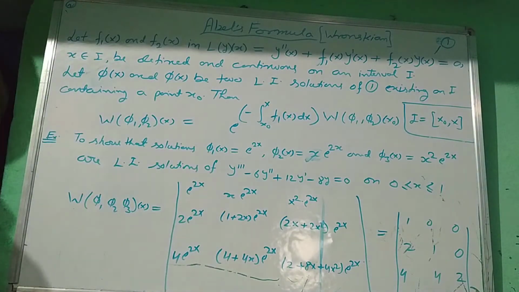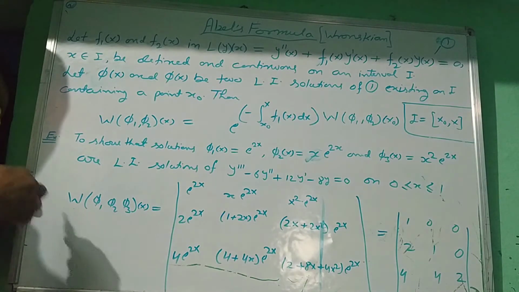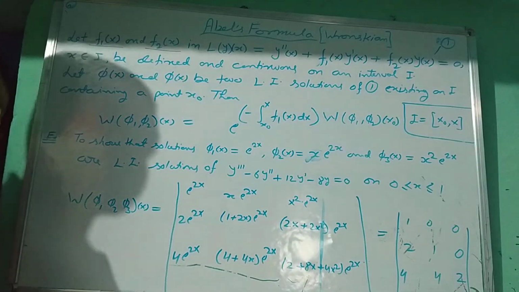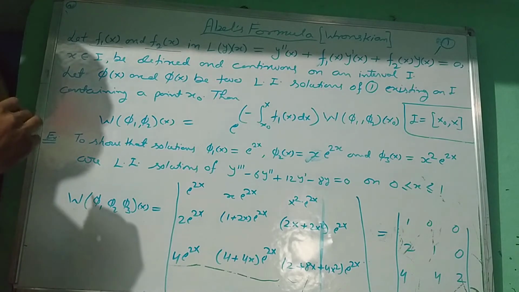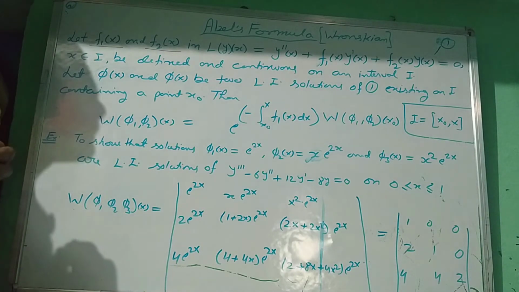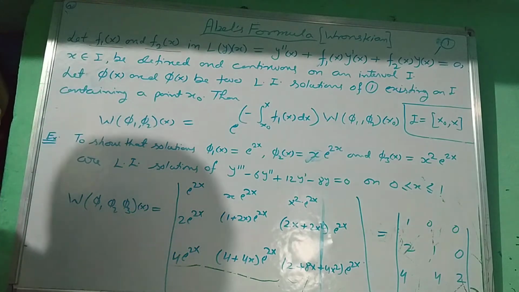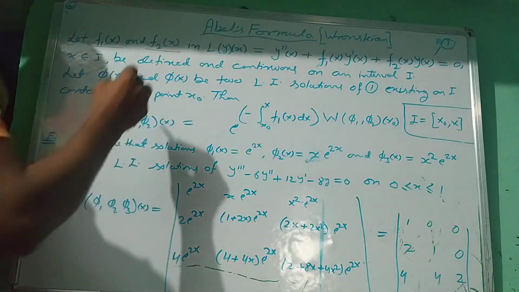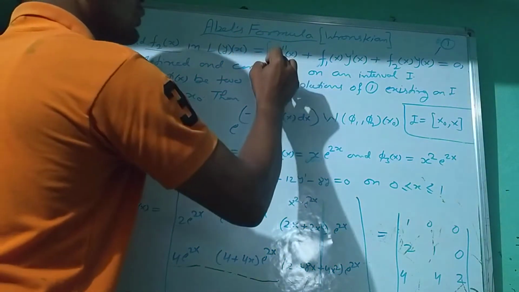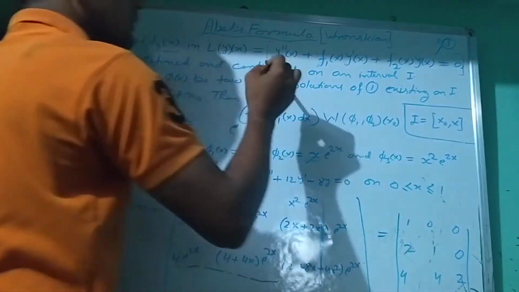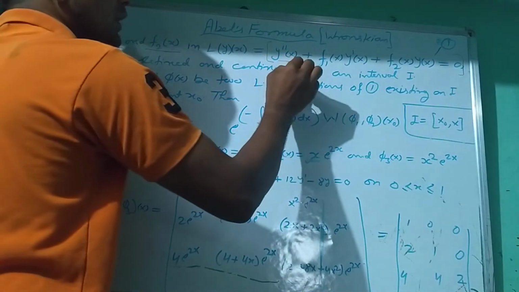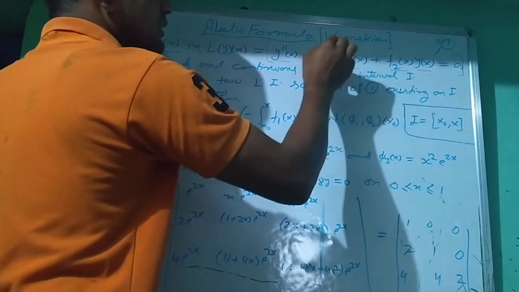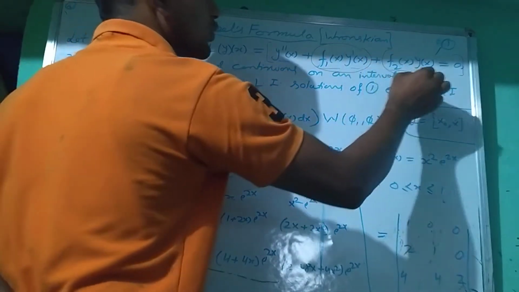In this formula, let we have two functions f1 and f2, which are the coefficients of a second order differential equation. The differential equation is y double dash plus f1(x) y dash plus f2(x) y(x) equals 0. This is the coefficient of y dash, and this is the coefficient of y(x).